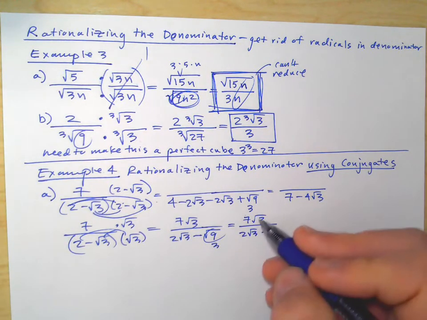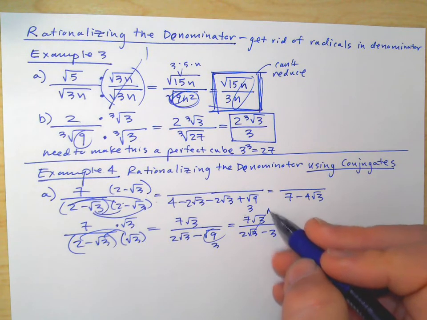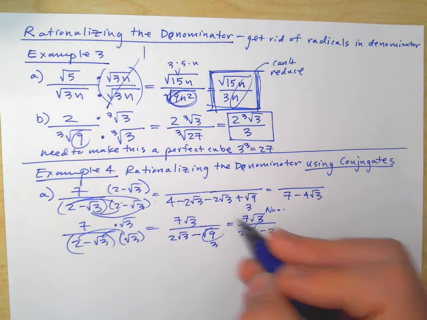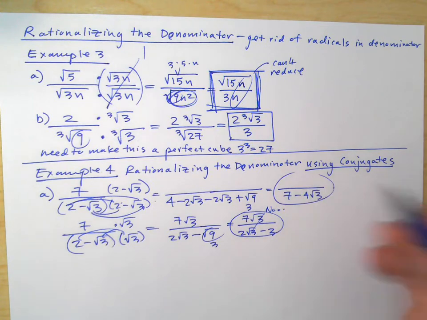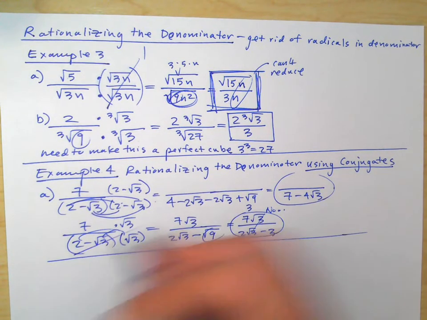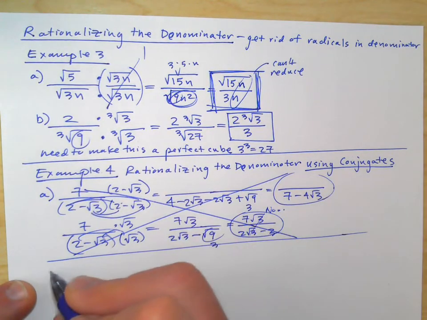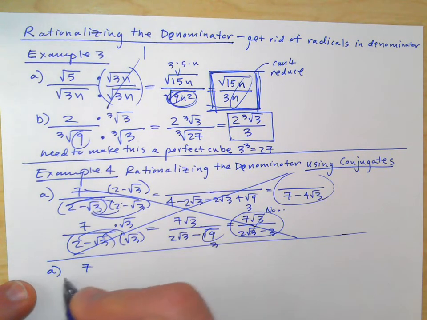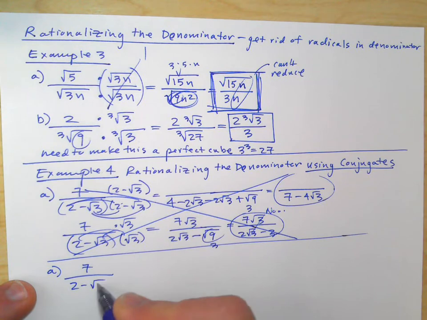Some people might think, oh, we could cancel it. No, you can't do that. This would be your answer. So those ways don't work. I just showed you how not to do it. Okay, so starting over, this is where the conjugate comes in.